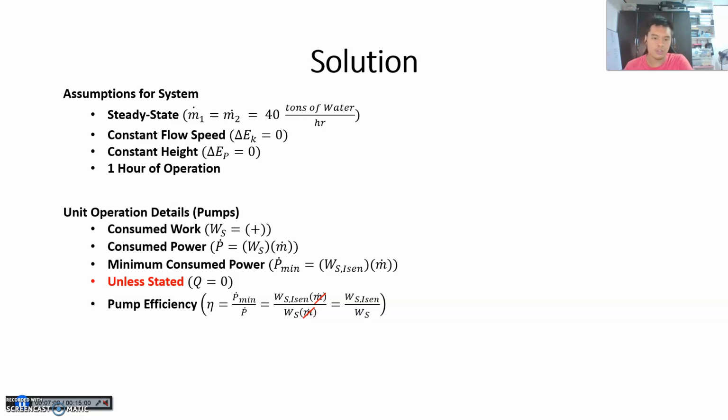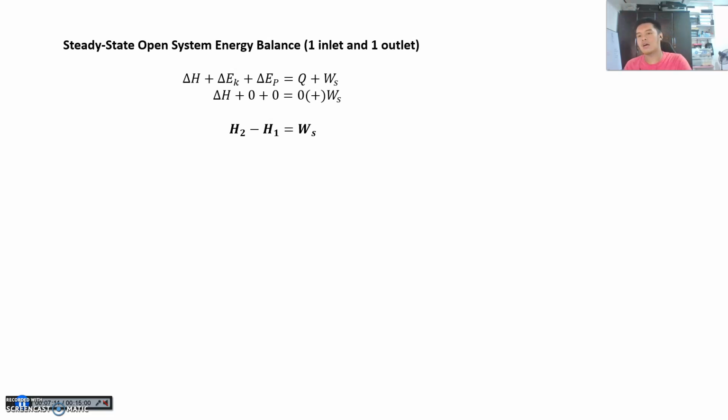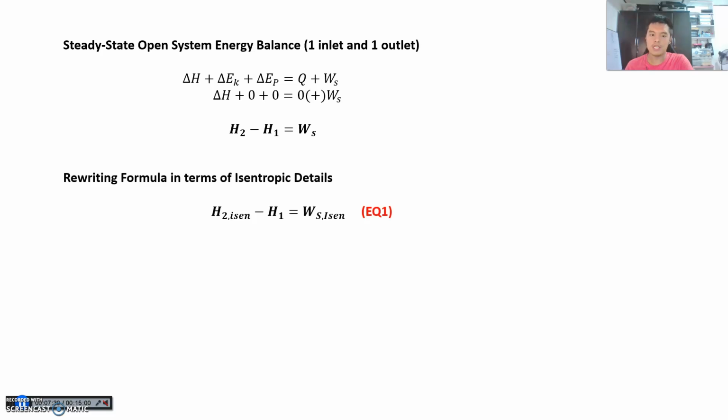To start our calculation, we must remember the steady state open system energy balance for one inlet and one outlet equation. So using this equation, the kinetic and potential energy is 0. The process is adiabatic, so heat is also 0, and shaft work is positive. We'll receive this formula: H2 minus H1, meaning the enthalpy at the outlet minus the enthalpy at the inlet, equals the shaft work.